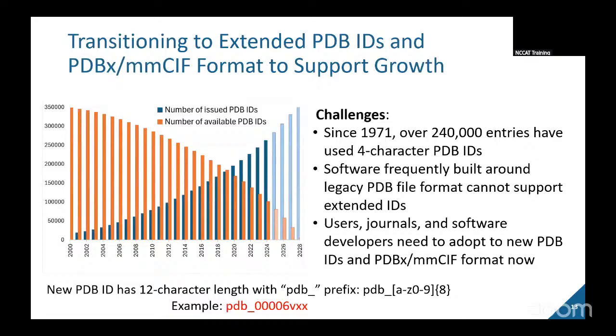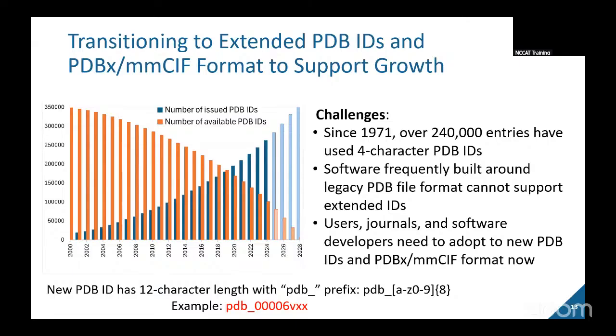With the rapid growth in structures, the PDB expects to run out of 4-character IDs by 2028. To address this, we've introduced a new 12-character format. It begins with a PDB underscore prefix followed by 8 characters. By doing this, we'll have more than enough codes to assign in the future, and it makes it easier to identify entries in the literature.